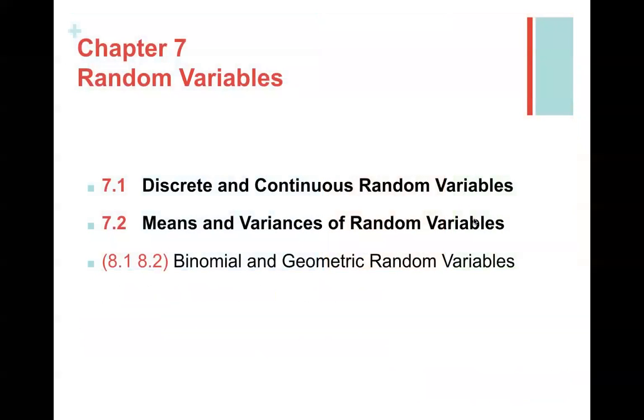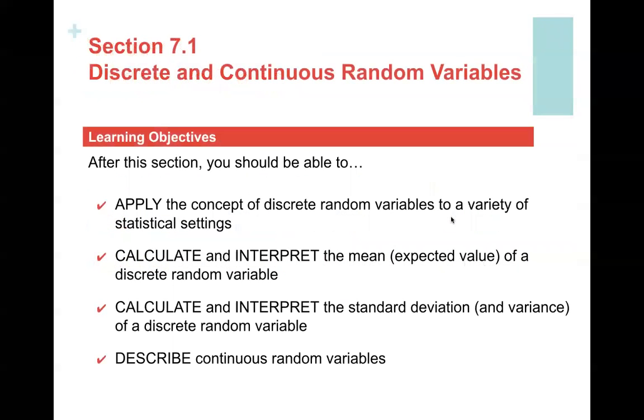So today I'm going to lecture on 7.1 and 7.2. Again, they're very short and very light, so I'm just going to combine them. And then in the next lecture, I'll talk about 8.1 and 8.2, which is the binomial random variables and geometric random variables. But today we're going to talk about discrete and continuous, differentiate between those two, and then figure out how to calculate the mean and the variance of discrete random variables. So this is where we're heading.